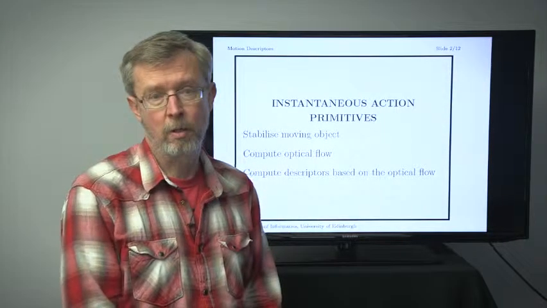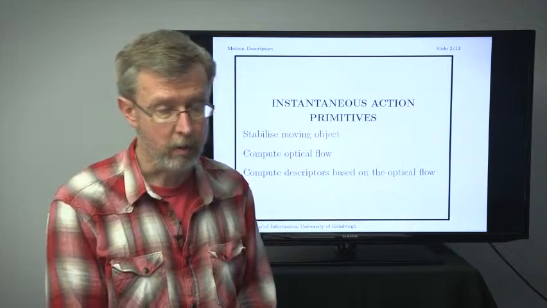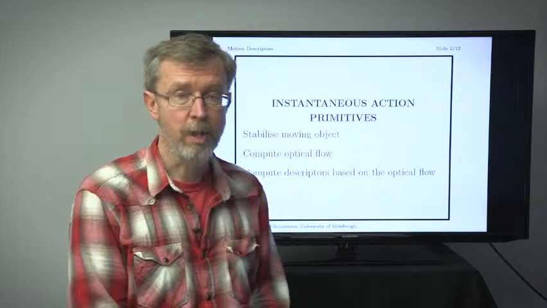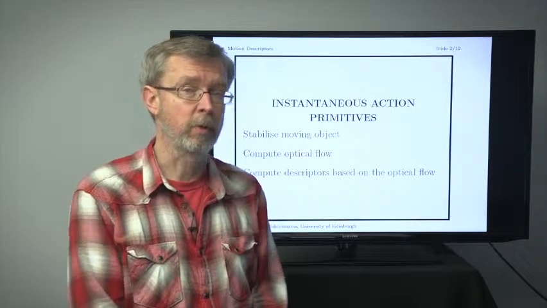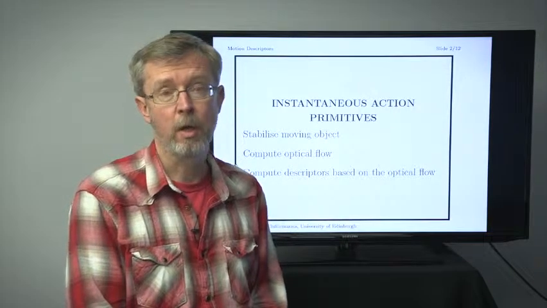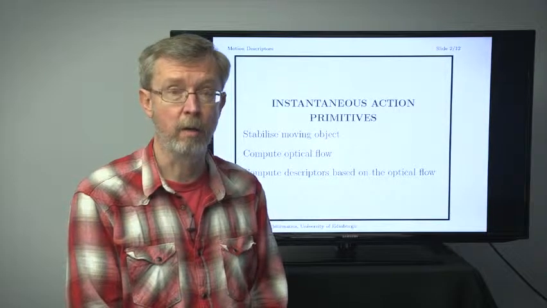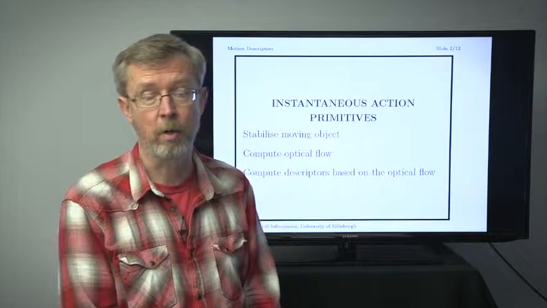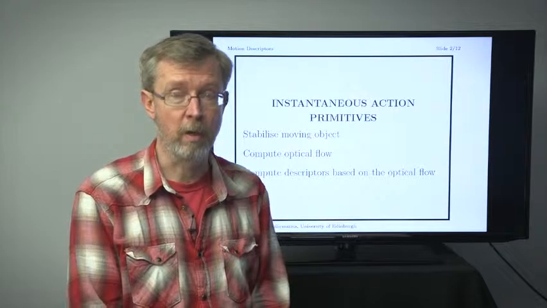The general process we're going to look at has three components. The first is we're going to stabilize that target, so we're going to look at an algorithm for doing that. Second, we're going to compute the optical flow, and we're not really going to look at an algorithm for doing that. That's a standard algorithm that one could look up in a textbook, but we'll see how it performs based on our data here. And then the third thing is how to take that optical flow and turn it into a descriptor that we can use for doing the matching of the behaviors.